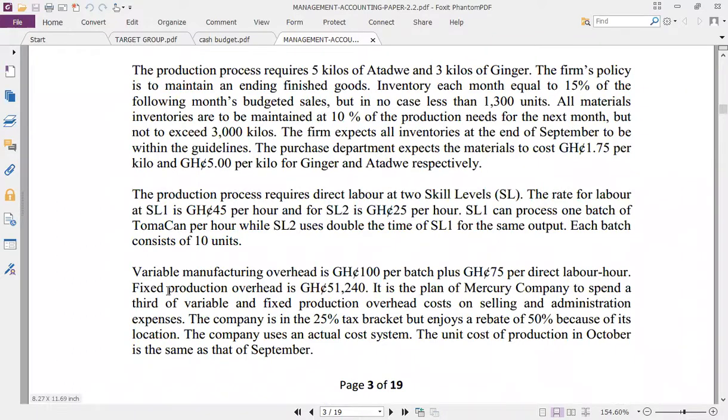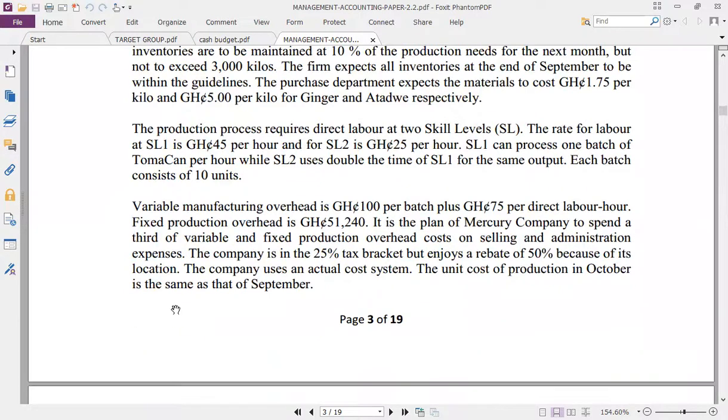Okay, we know the label already. Good. So here we know the direct material cost. You have to pick it from the total cost that we calculated, and then we divide it and find the average cost per unit. Labor, variable production overhead, and fixed production overhead.